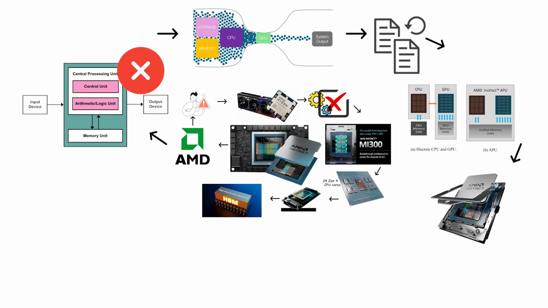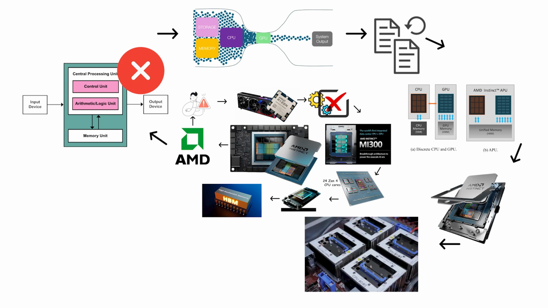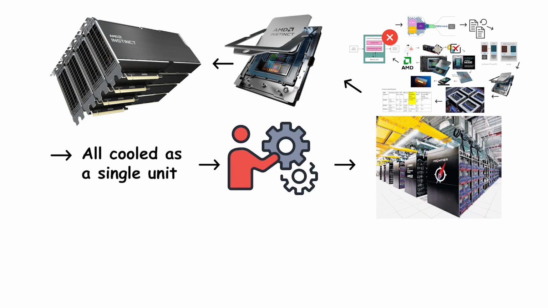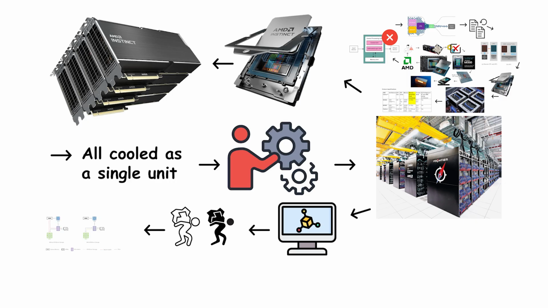The MI300A used 128 gigabytes of HBM3 with up to about 5.2 terabytes per second of aggregate bandwidth. That memory sits on the same interposer as the CPU and GPU tiles, all linked by Infinity Fabric and all cooled as a single unit. In practice, this meant a supercomputer node could handle simulation and training workloads entirely within one package, without PCI Express or external memory controllers slowing things down.